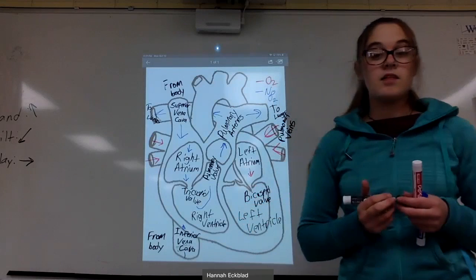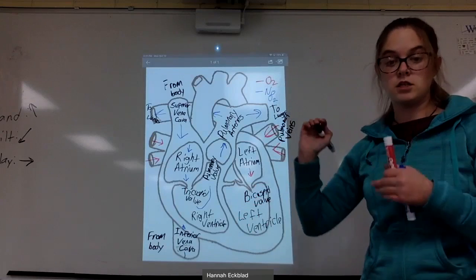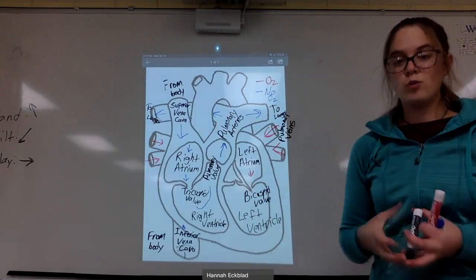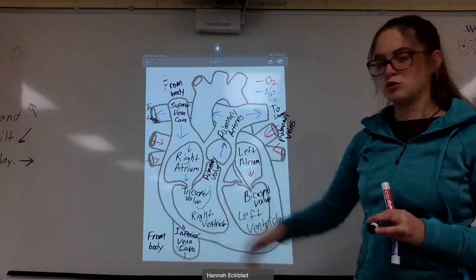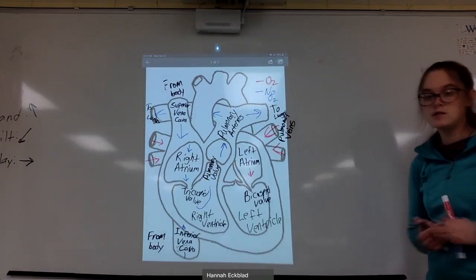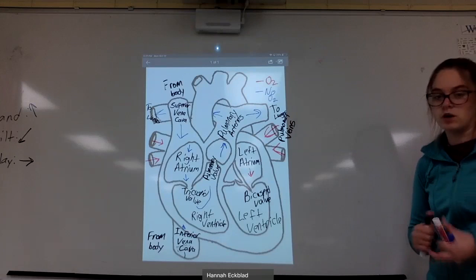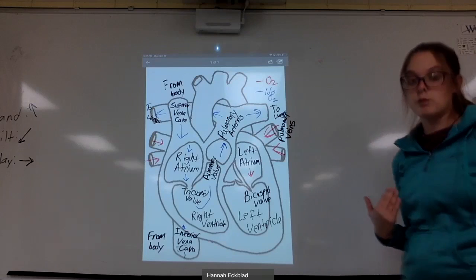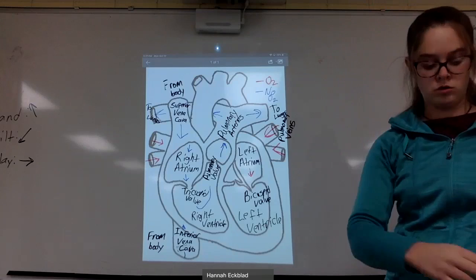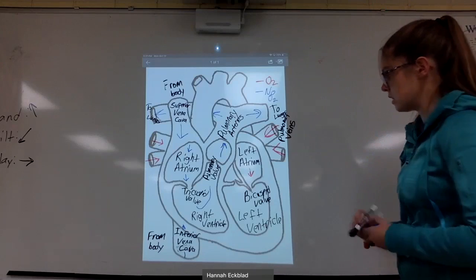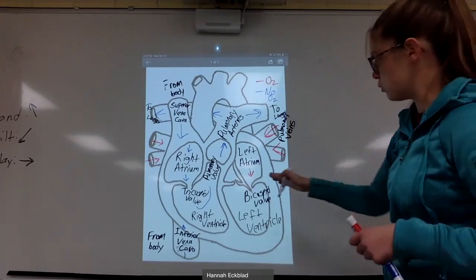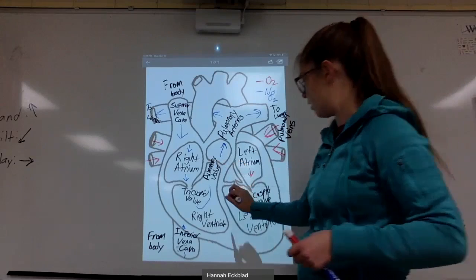Now, as I said, the left ventricle is more muscular than the right ventricle. And the reason for that is the right ventricle is only pumping blood to the lungs. Doesn't have very far to go. The left ventricle has to pump blood all the way through the body. So it's going to pump blood, and it's going to travel through the aortic valve.